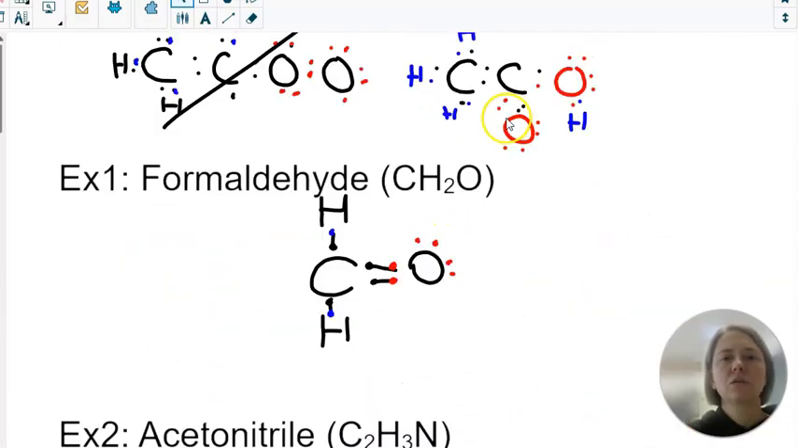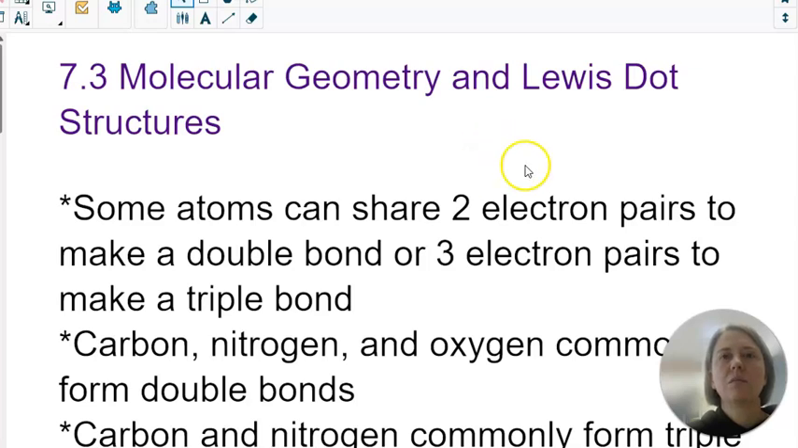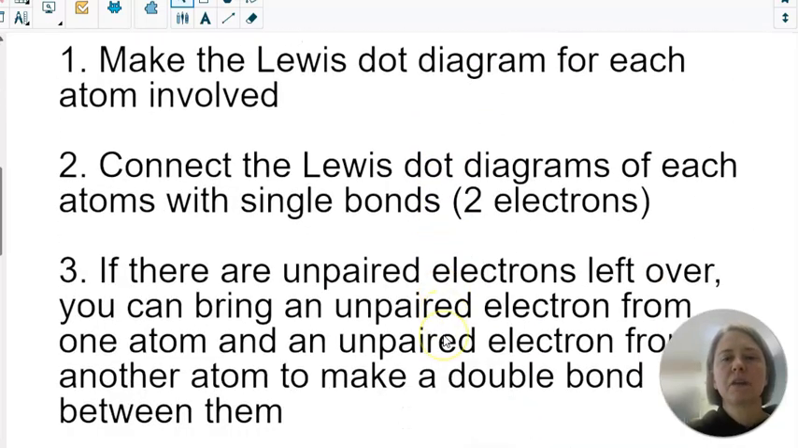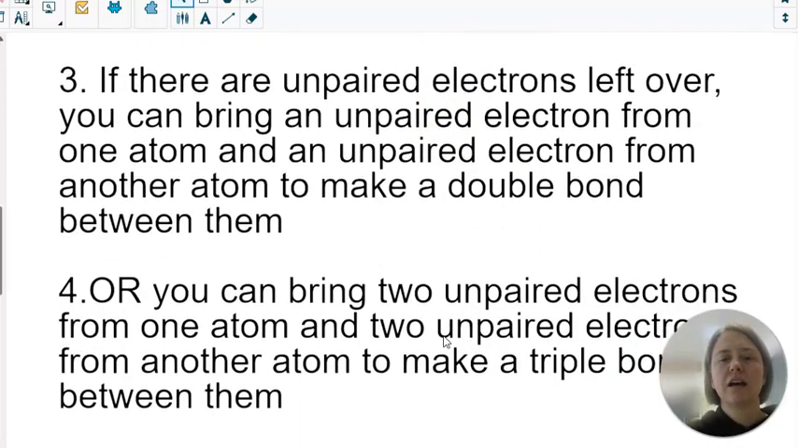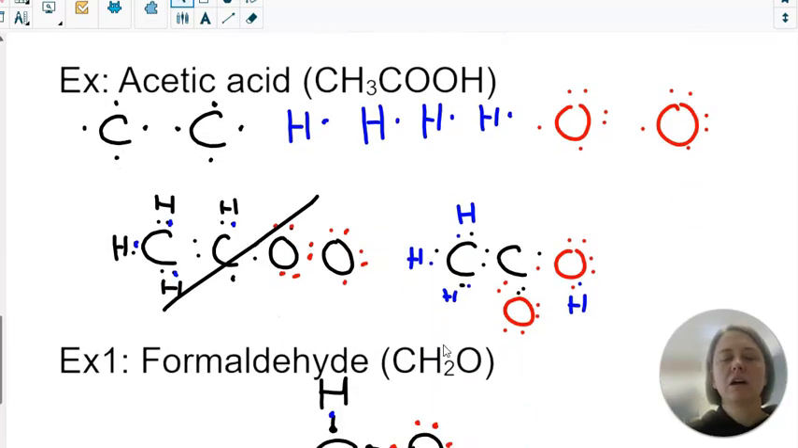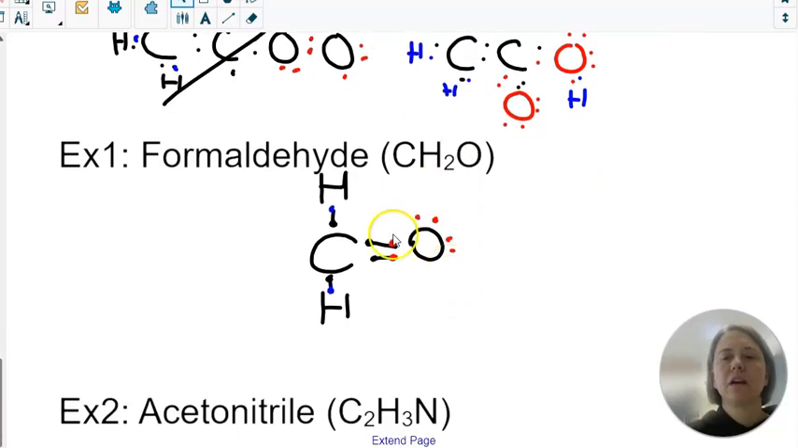And we also talked about double and triple bonds. We know atoms can share 2 electron pairs to make a double bond, or 3 electron pairs, 6 electrons total, to make a triple bond. And we practiced doing Lewis dot diagrams with double and triple bonds. We made acetic acid and formaldehyde, and you should have already made one for acetonitrile, and we'll go over that in class.